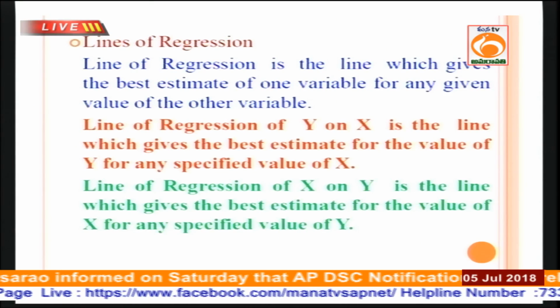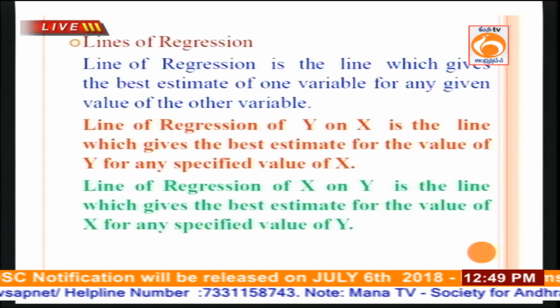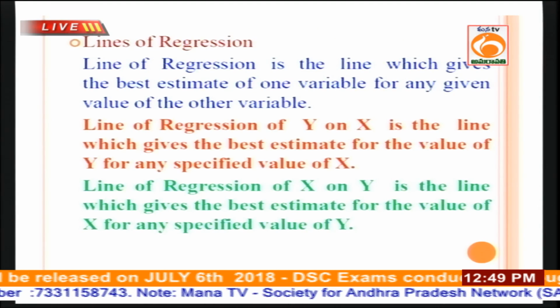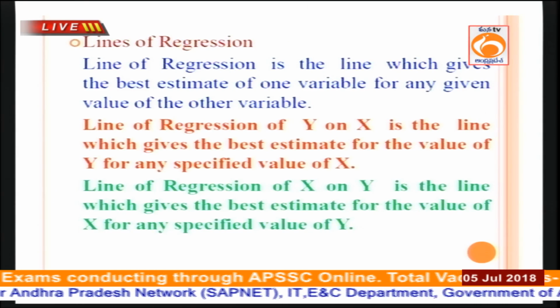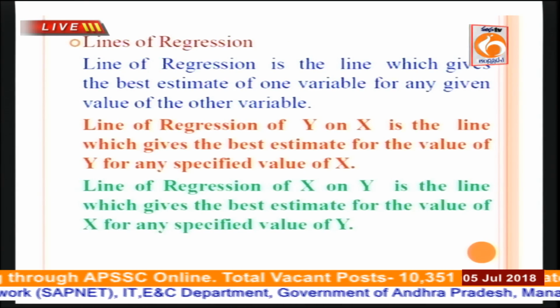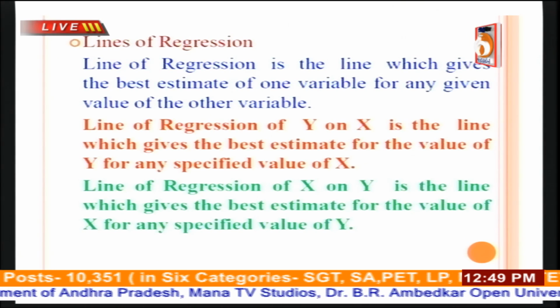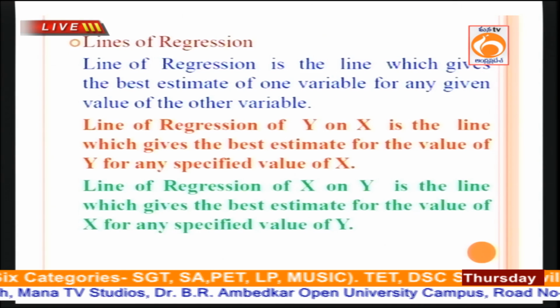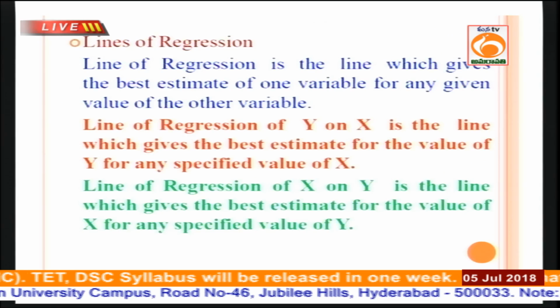Don't mix up here. The line of regression of x on y is the line which gives the best estimate for the value of x for any specified value of y. In this case, to estimate x, we use y. So, if y is known, we have to estimate x with the help of the x on y line. Don't mix up here. To estimate x, use the x on y line only.